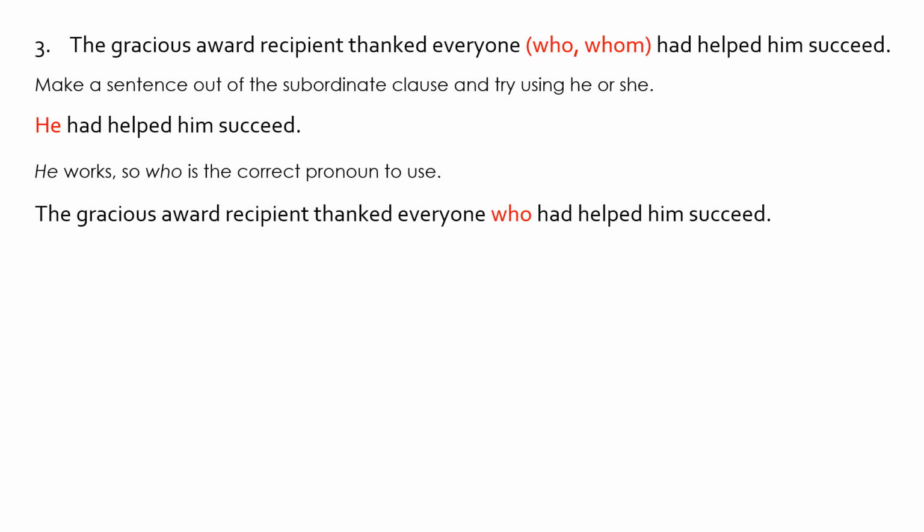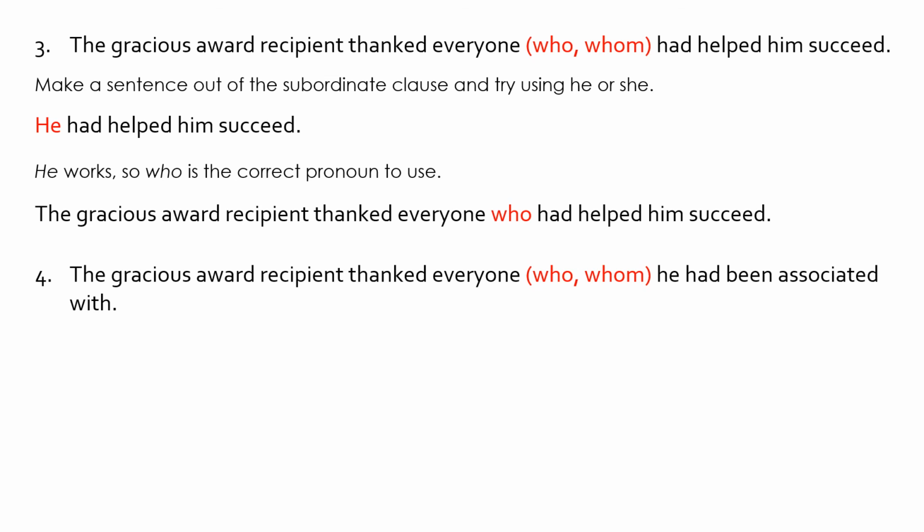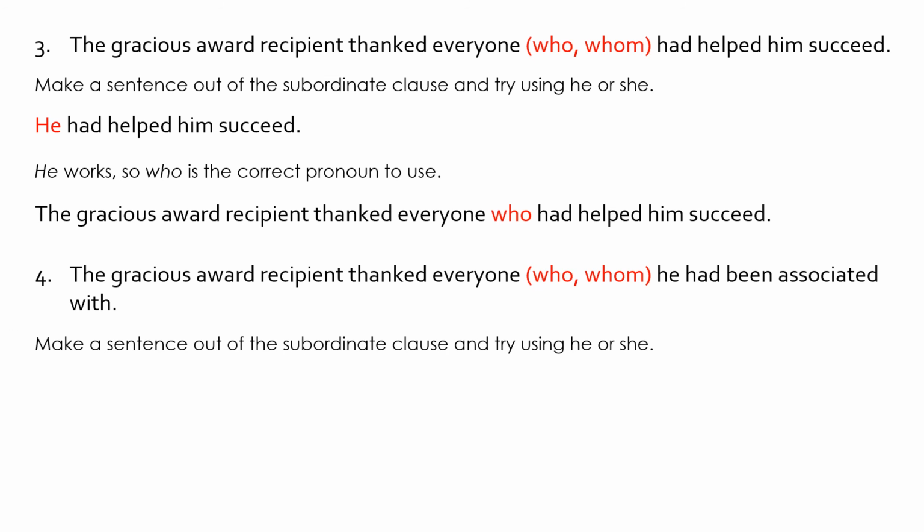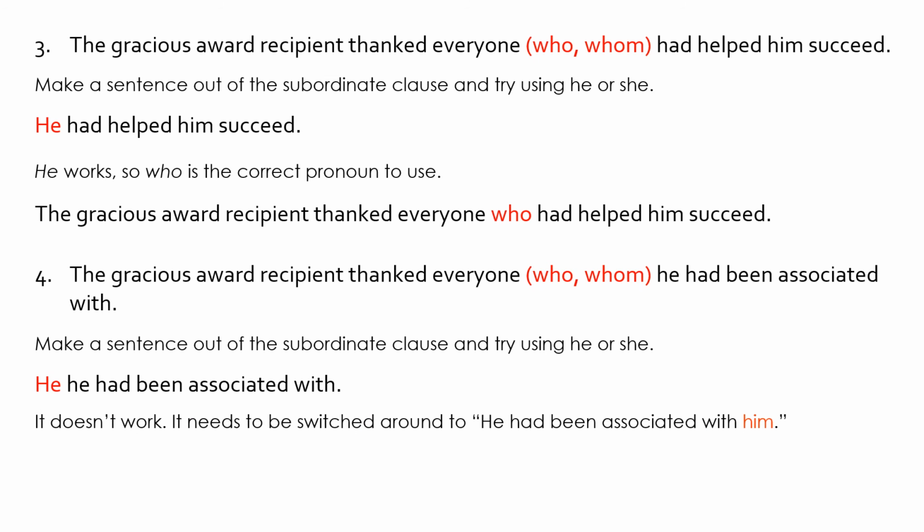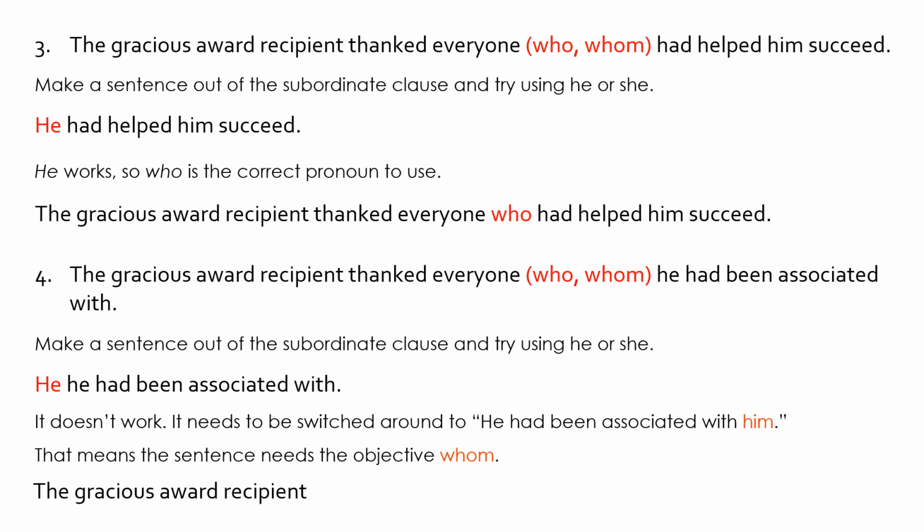Let's look at that sentence written another way. The gracious award recipient thanked everyone who or whom he had been associated with. Make a sentence out of the subordinate clause and try using he or she. He had been associated with. It doesn't work. It needs to be switched around to he had been associated with him. That means the sentence needs the objective whom. The gracious award recipient thanked everyone whom he had been associated with.